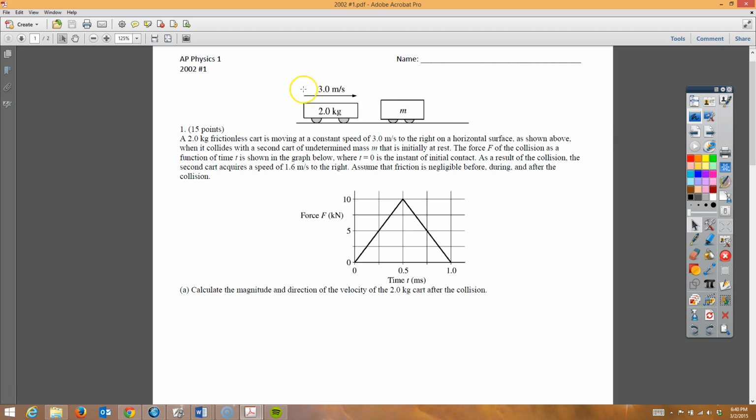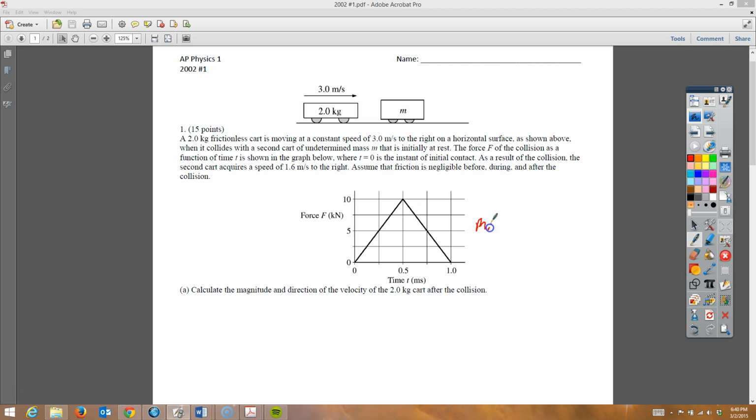You've got a cart going 3 meters per second. It is a 2 kilogram cart and it collides with another cart which has a mass that we don't know, and it's m. The original contact is made at 0, and if you were to plot the force between the two carts, you'd see it get really big, and then after the carts get done colliding, it would go back down to 0 again. And that whole thing takes 1 millisecond.